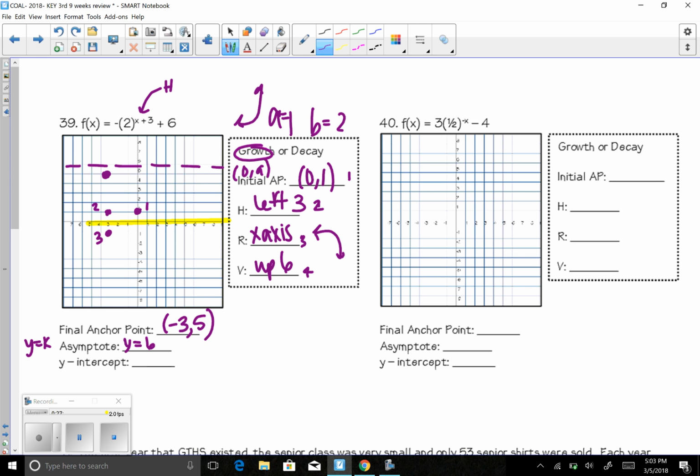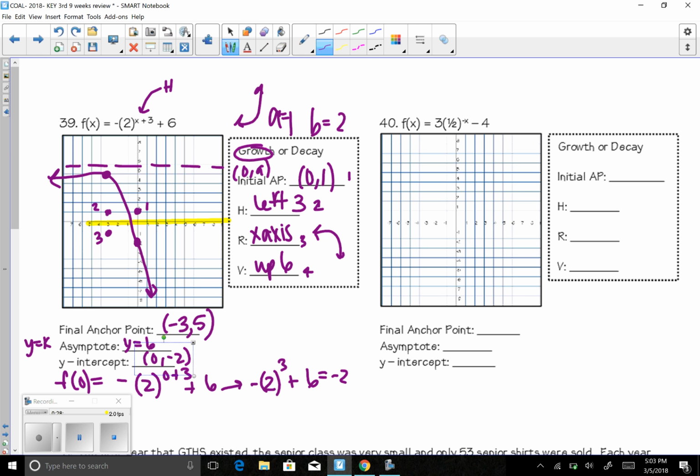Okay. I don't know the y-intercept. Be careful. This right here was my initial anchor point. It's not my y-intercept. So I need to plug in a 0 and find that. So what I'm going to end up with is negative 2 to the third plus 6. So that would give you negative 2. So 0, negative 2, which is down here. So you've got to be kind of careful because the points that you're going to connect are these and not the one with the 1 beside it.